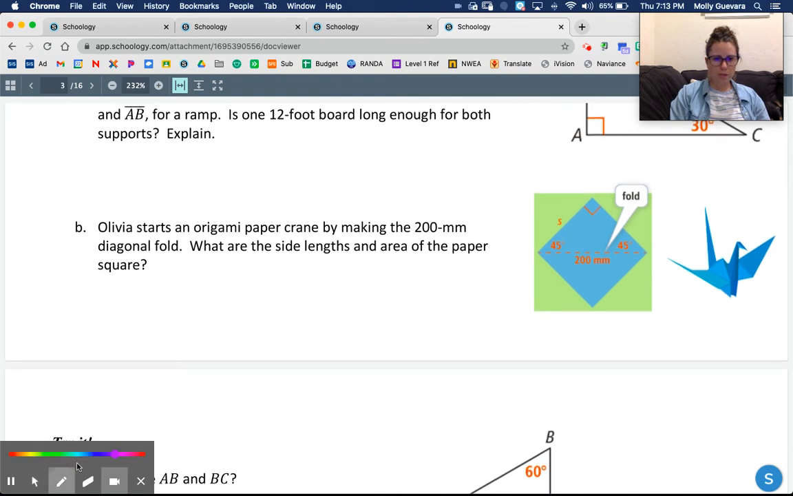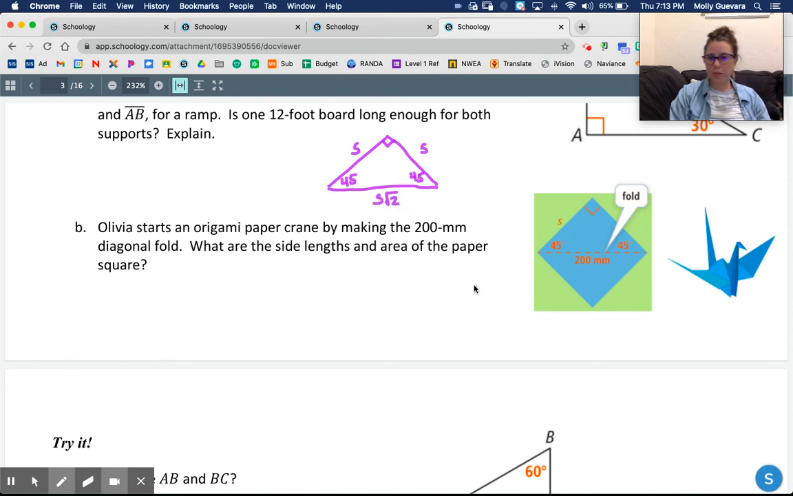There we go. Part B here says Olivia starts an origami paper crane by making the 200 millimeter diagonal fold. So here it is right here. What are the side lengths and area of the paper square? Okay, so I'm just going to recreate one of these because those colors are really hard to see, right? So this is 45, this is 45, this is 90, this is S, which means this is also S, right? And the pattern, this would be S times the square root of 2.